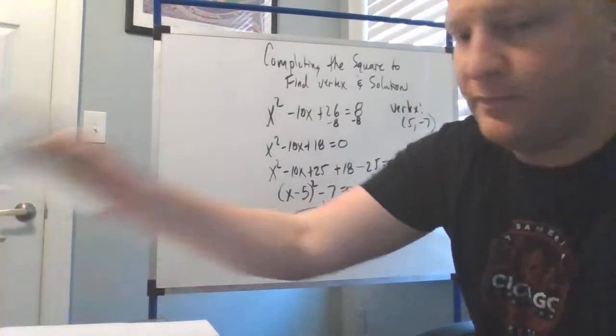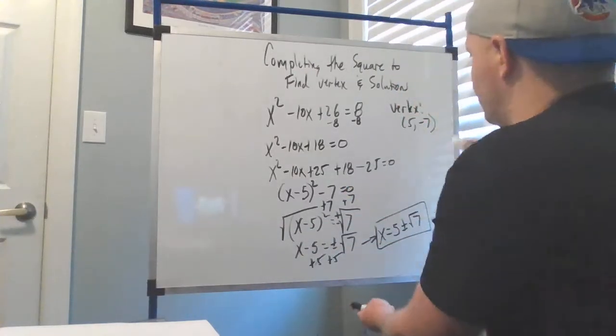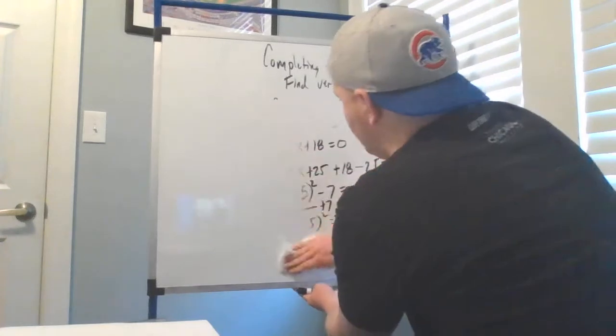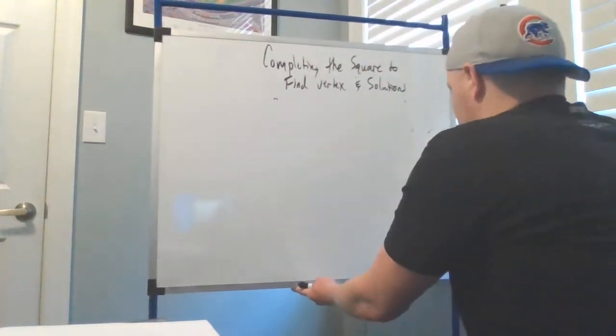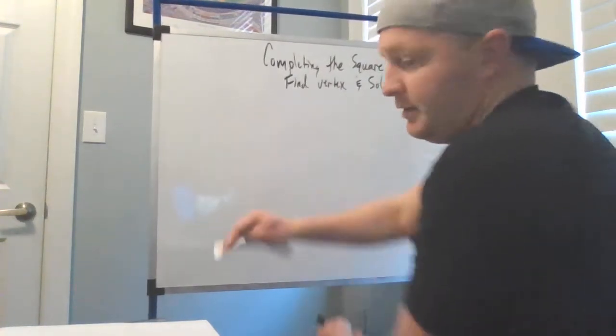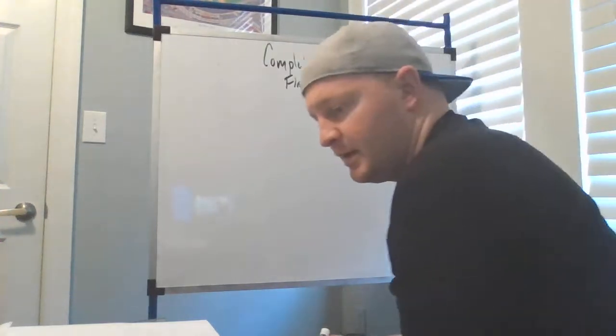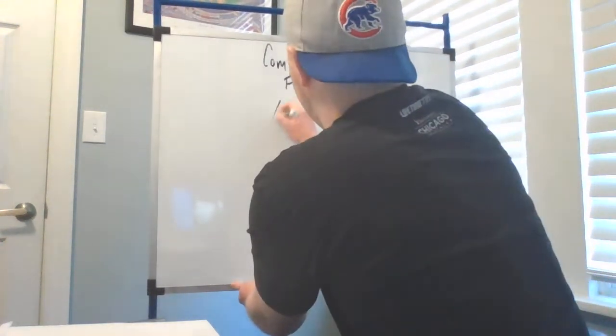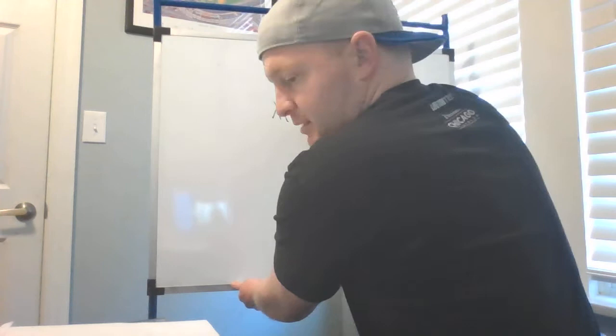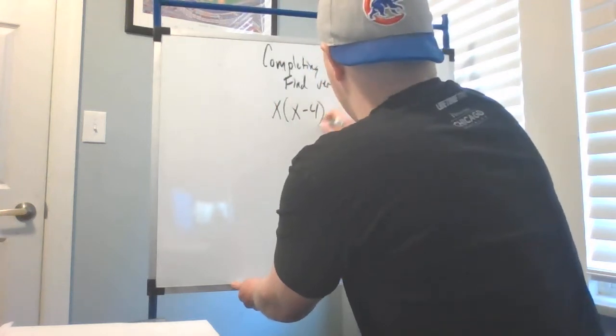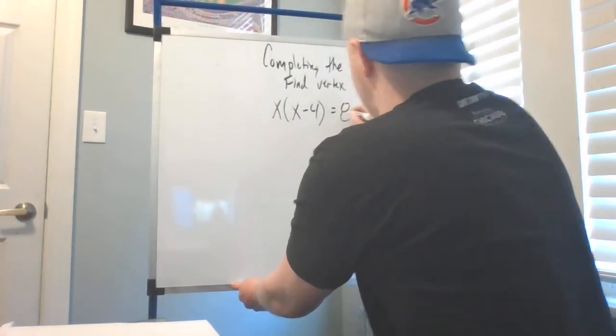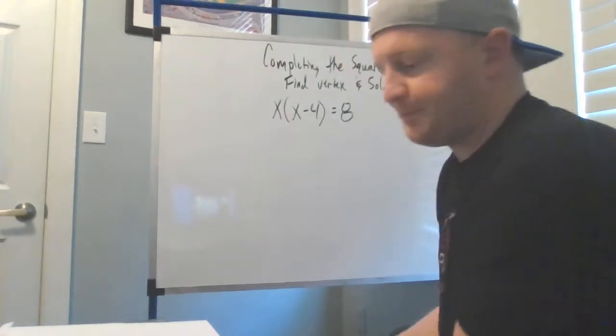One last example, and then you guys can do this on your own. Hopefully this is making a little more sense. Your practice today will help solidify any questions you might have. Let's say I got one like this: x times (x minus 4) equals 8, okay?